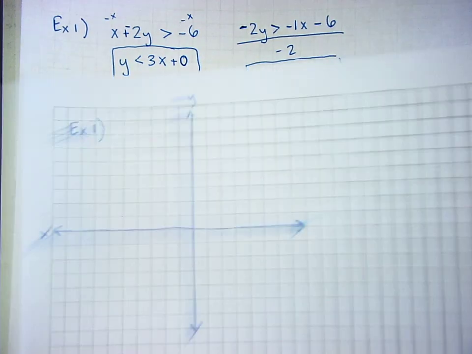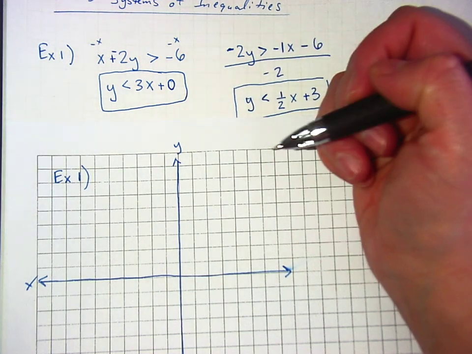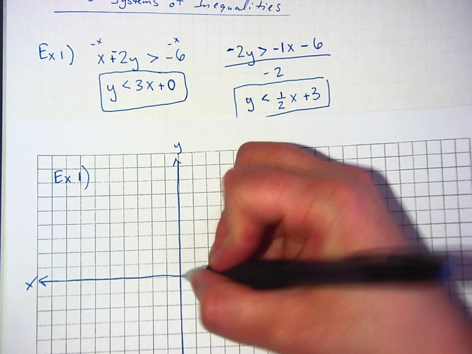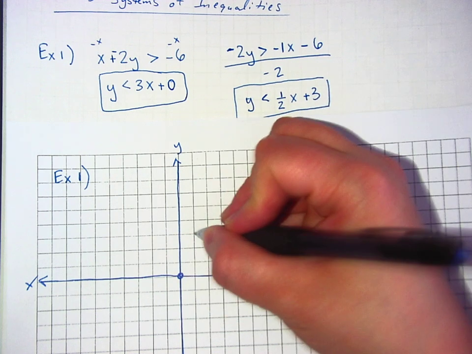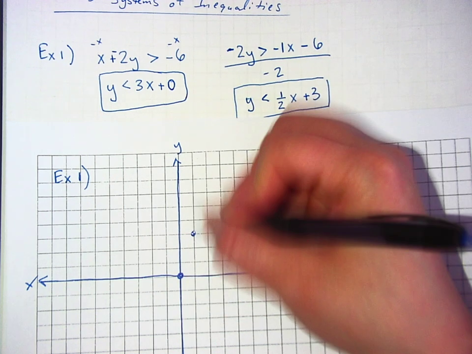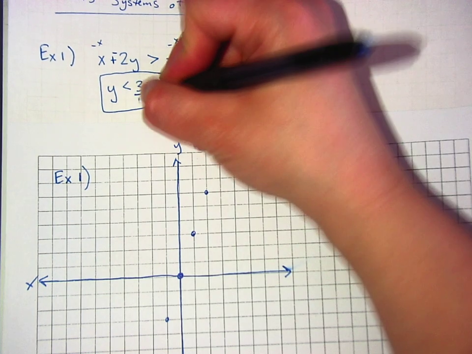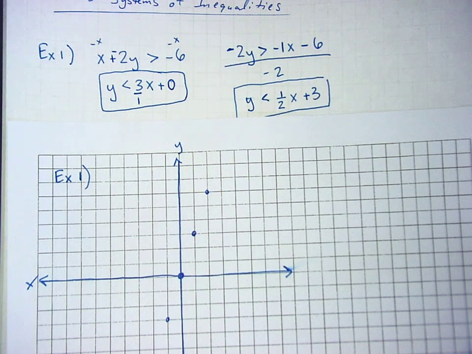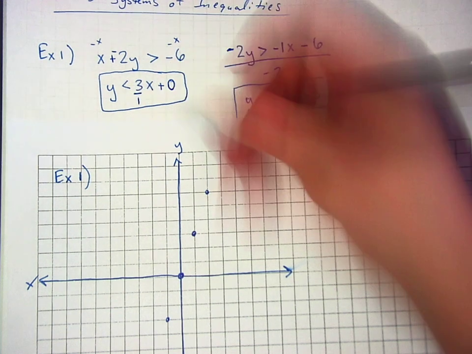Okay, so let's graph this one first. Tell me what to do. For the 0, you go at 0, and then you go up 3 over 1. Is this a dotted line or a solid line? It's a dotted line. Good job. Because it's not an equals to.